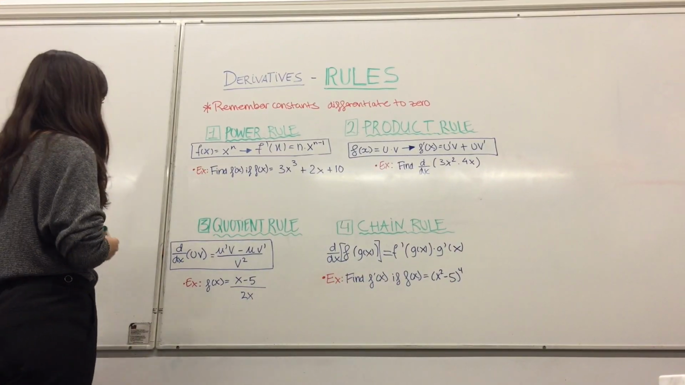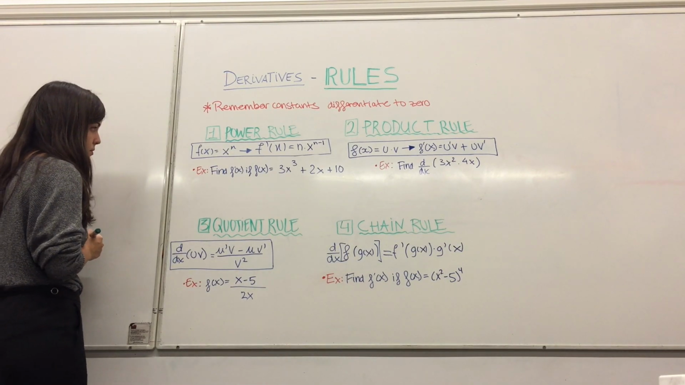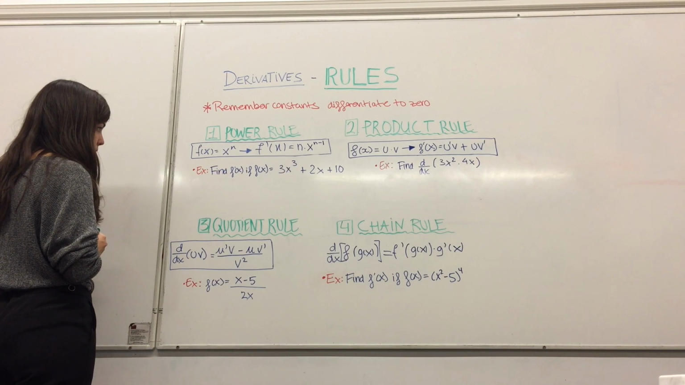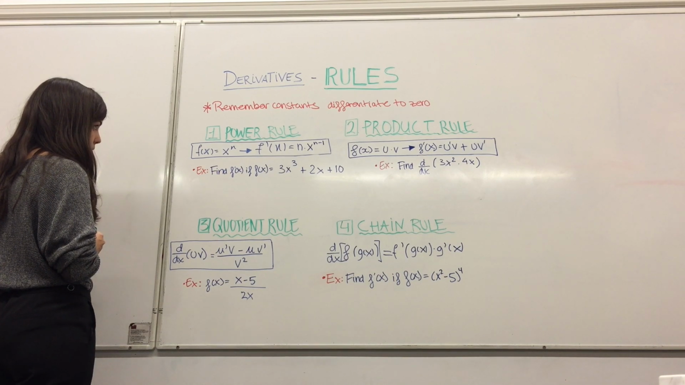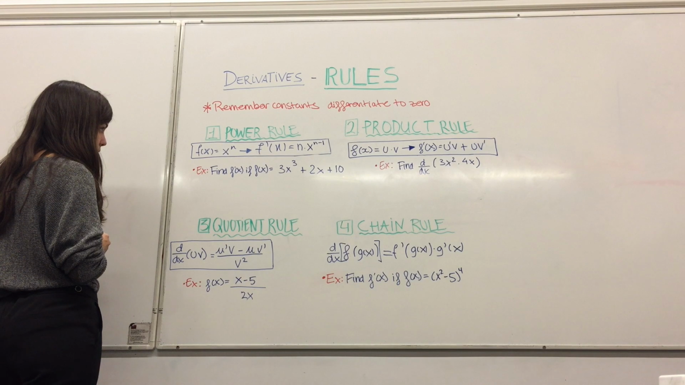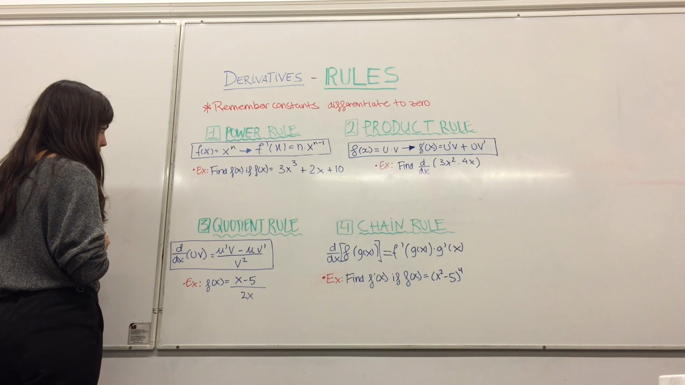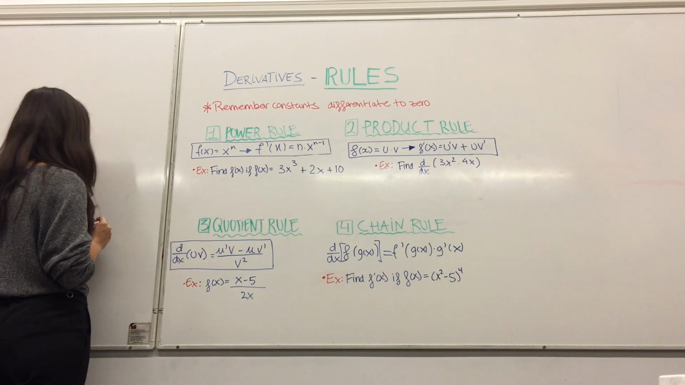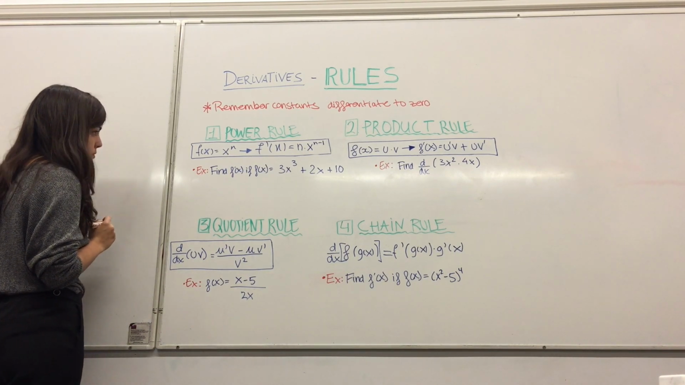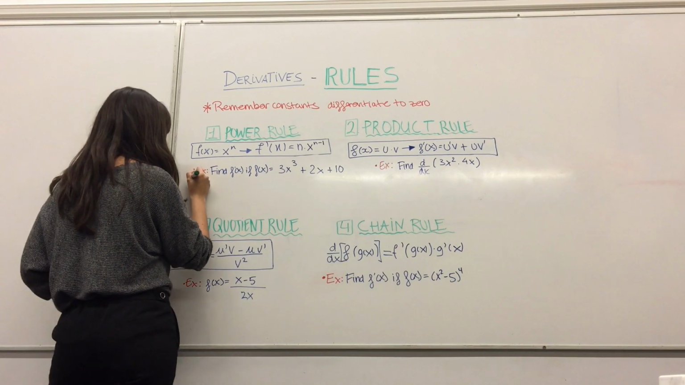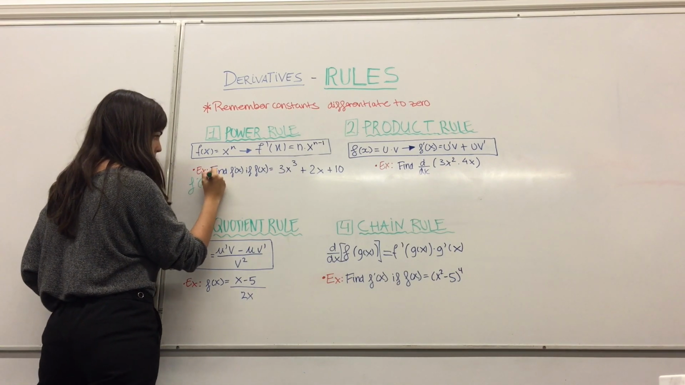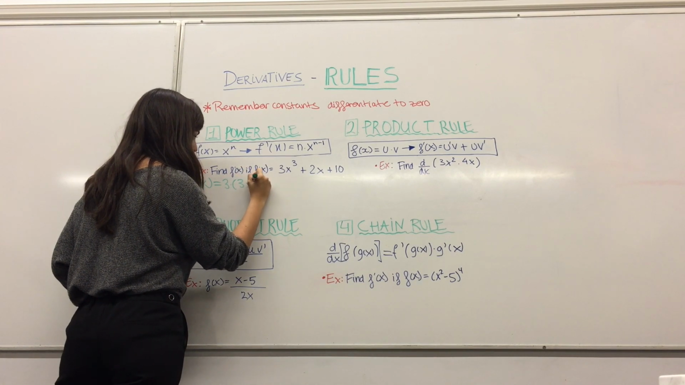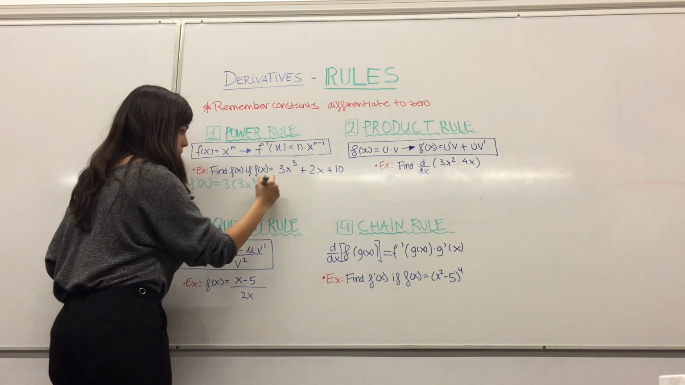Rules of differentiation are used more commonly since they are a faster way of differentiating than using the definition of a derivative. Differentiation is the process of finding the derivative or rate of change of a function. First rule is the power rule, which goes x to the power of n equals n times x to the power of n minus 1. Example number 1. Find f prime of x if f of x equals 3x to the power of 3 plus 2x plus 10. Remember, constants differentiate to 0.